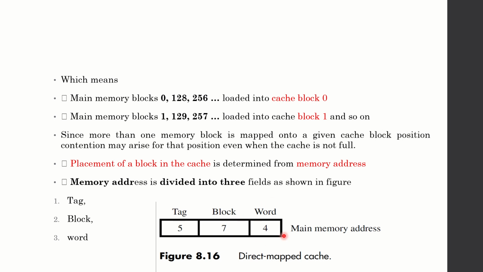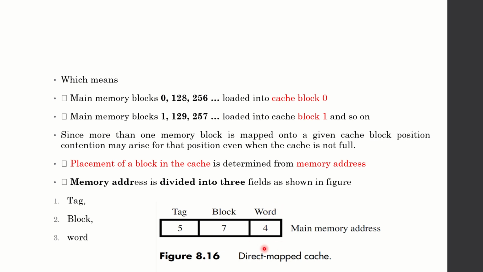Here, the meaning of the word is that the processor may require a word which is inside any one of the blocks. So in our example, each block has 16 words. 16 is equal to 2 to the power 4. That is why the least significant 4 bits will specify the word. The actual meaning of word is which word inside that block is our required word.